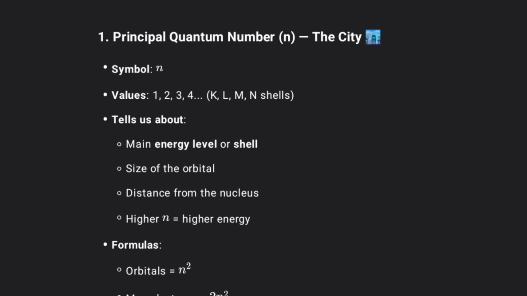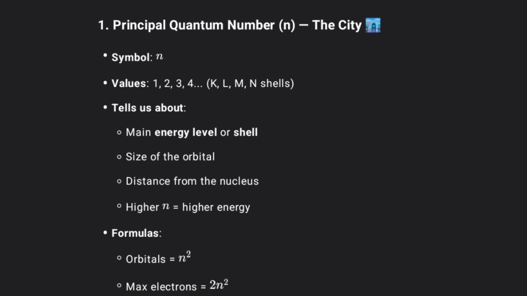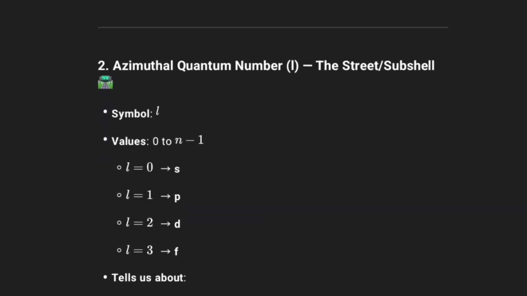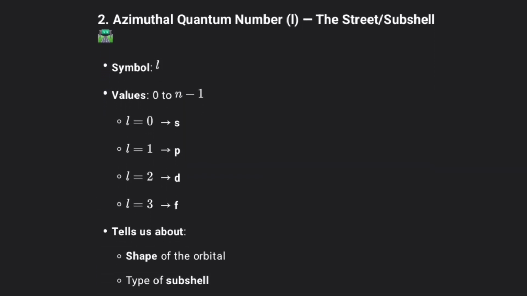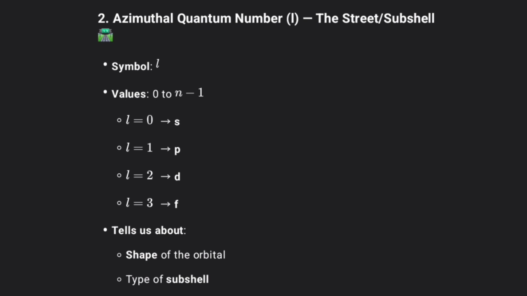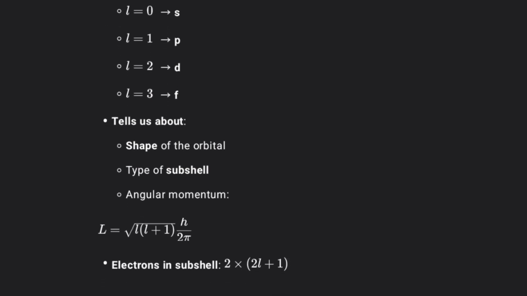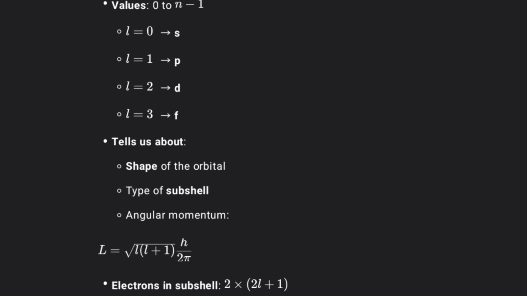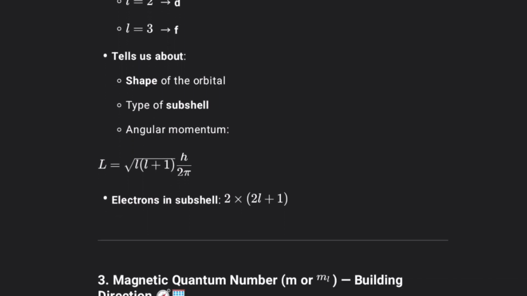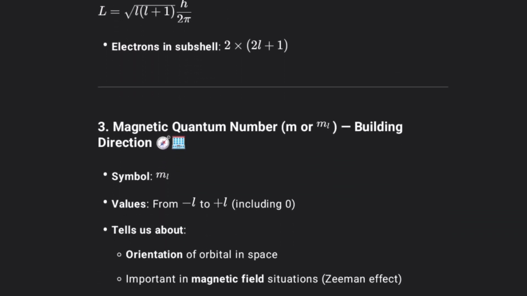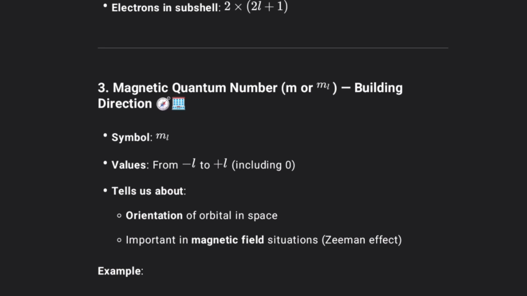2. Azimuthal quantum number l, the street, subshell. Values of l are 0 to n minus 1: l equals 0 is s, l equals 1 is p, l equals 2 is d, l equals 3 is f. It tells us about the shape of the orbital, the type of subshell. Angular momentum equals the square root of l(l plus 1) times h over 2 pi. Orbitals in a subshell: 2l plus 1. Electrons in a subshell: 2 times (2l plus 1).